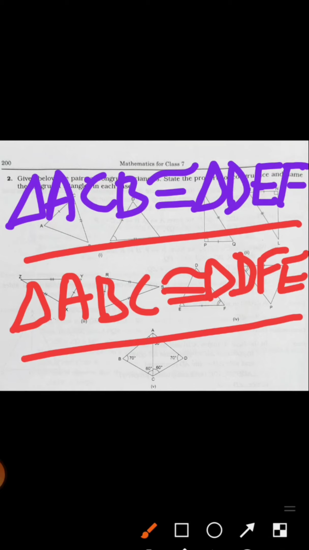Here we have exchanged the places of C and B. You can see where we are writing BC, so these places will also be exchanged, as F will come in place of E and E will come in place of F. It means the corresponding parts will not change. We'll write accordingly, according to the corresponding parts.